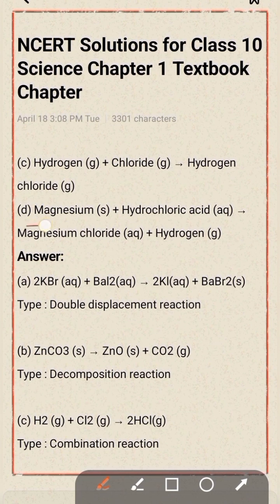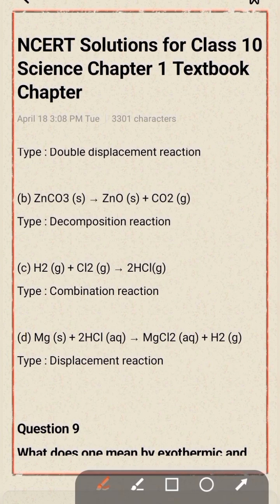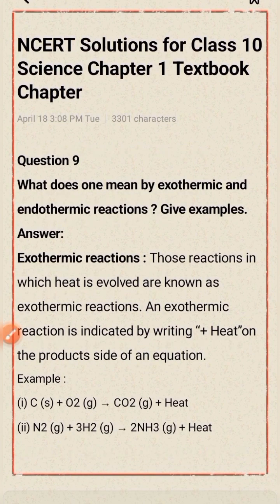Next part, that is D. Magnesium solid plus hydrochloric acid aqueous form magnesium chloride aqueous plus hydrogen gas. That is the type of reaction, displacement reaction. Okay. Cl changes to Mg. Mg solid plus 2HCl aqueous form MgCl2 aqueous plus hydrogen gas. This is the displacement reaction. Okay. Question number 9.